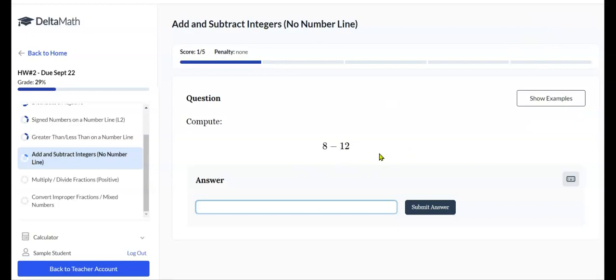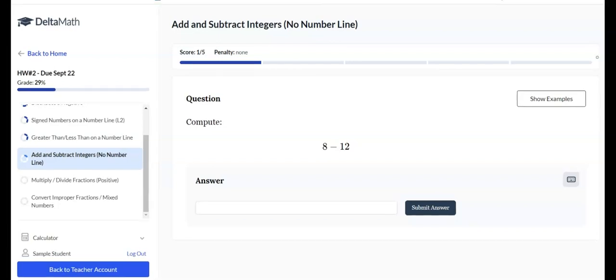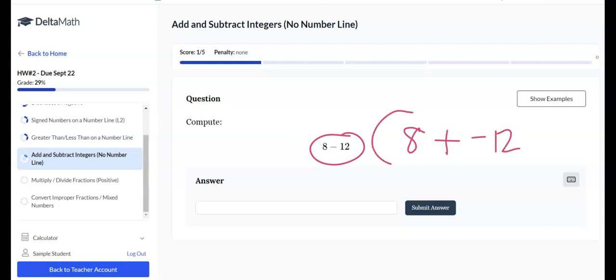Again, every sentence has to be an addition sentence. So what you're going to want to do is change that subtraction to adding the opposite number. So instead of 8 minus 12, we're going to keep the 8, we're going to change this to addition, and we're going to change that to negative 12. These two numbers have different signs. Different signs, subtract. 12 minus 8 is 4. Take the sign of the larger number, negative 4 it is.